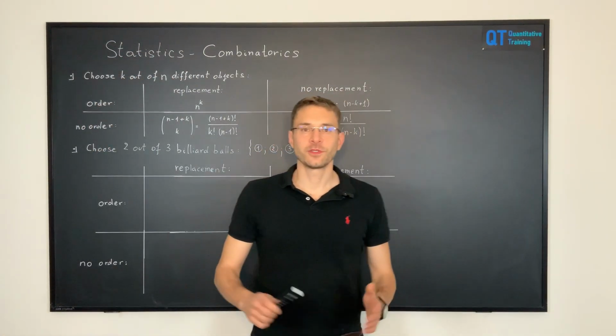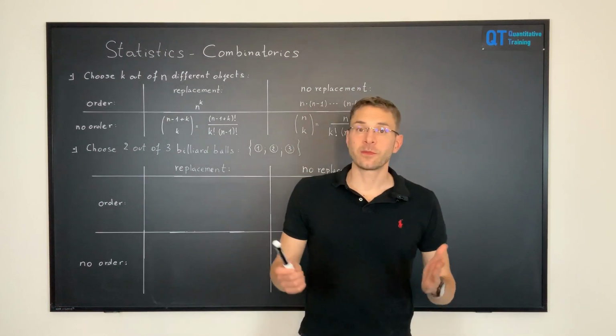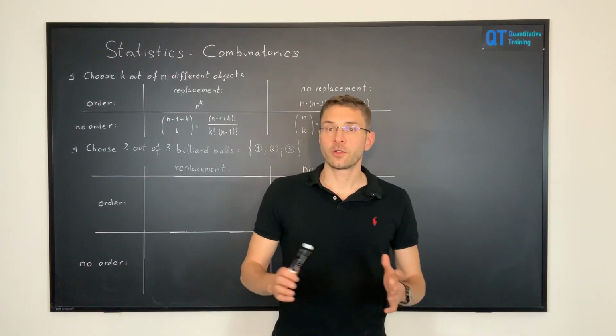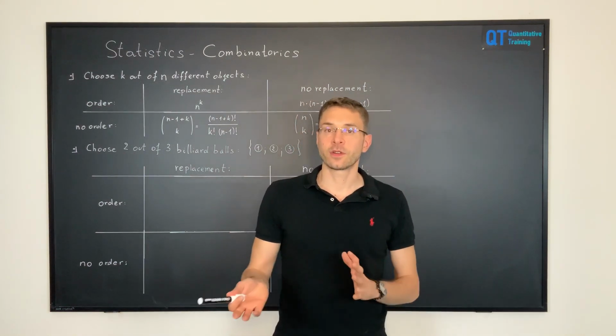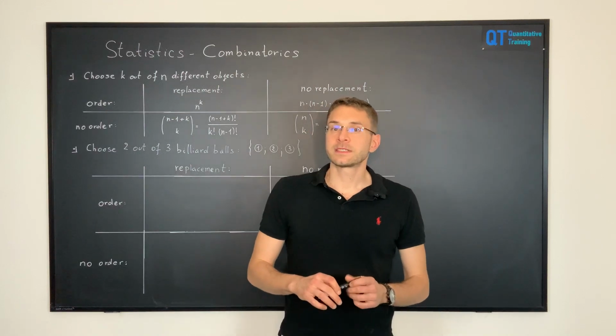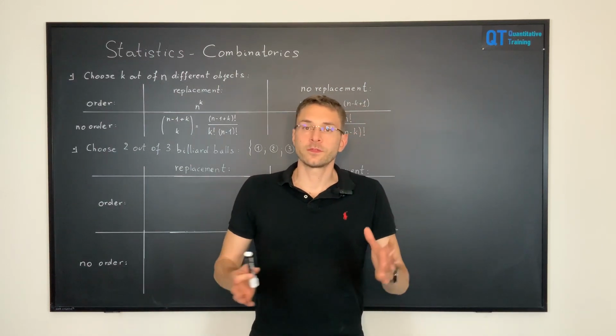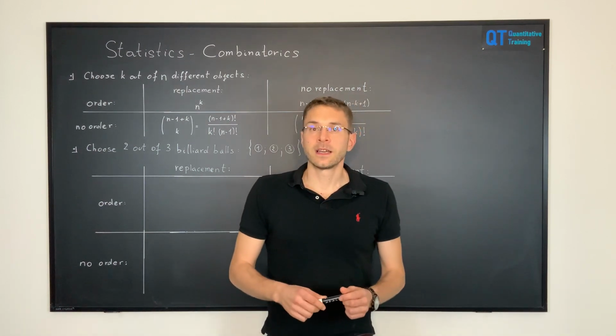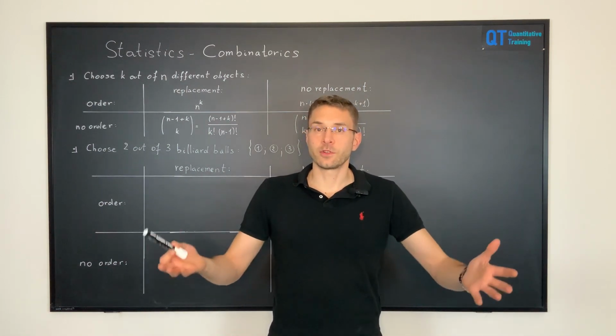So, hello and welcome to a new lecture on statistics, where this time we are going to introduce the concept of combinatorics. So, what is combinatorics? Usually combinatorics is referred to as the mathematics of counting. Combinatorics basically helps us to figure out the total number of different combinations, and that's actually where the word combinatorics comes from, when we perform a particular random experiment.